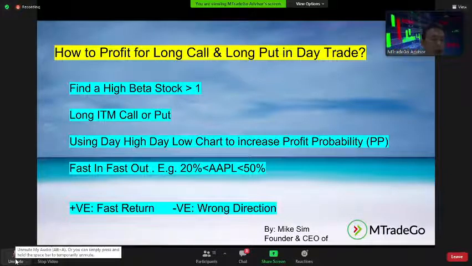So you can try out different types of strategy, and once you are used to it already, to be very frank, making 10, 20 or 30% per day is very normal in options. I say it's very, very normal.